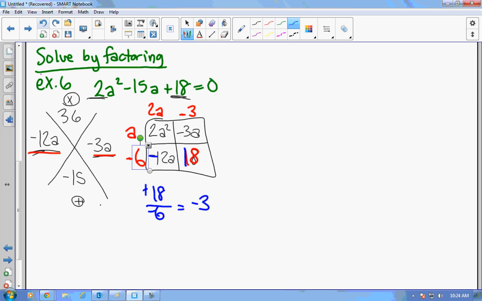If this is positive, are you listening? If this is positive, the only way to give a positive, you have two options. A positive times a positive, or a negative times a negative. The only way this one can be a negative is if that guy was negative. So that tells you this one has to be negative times a negative.